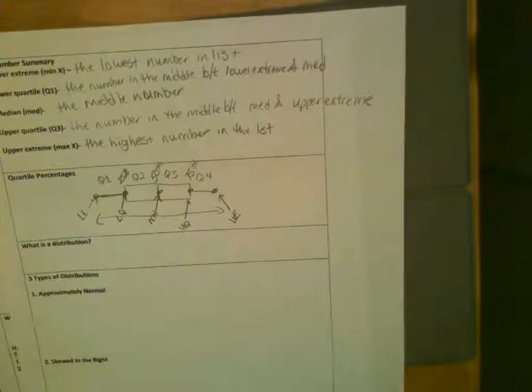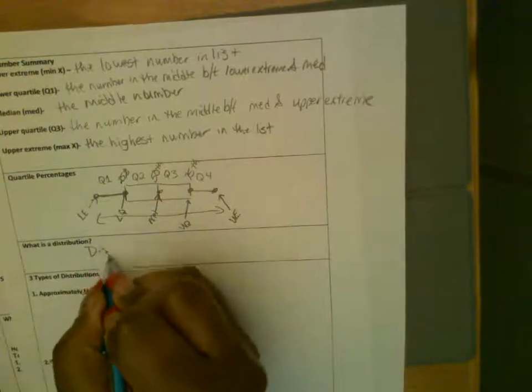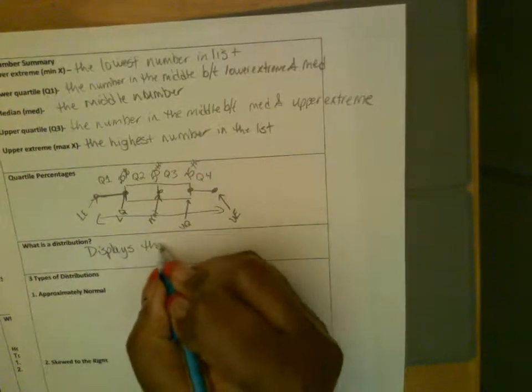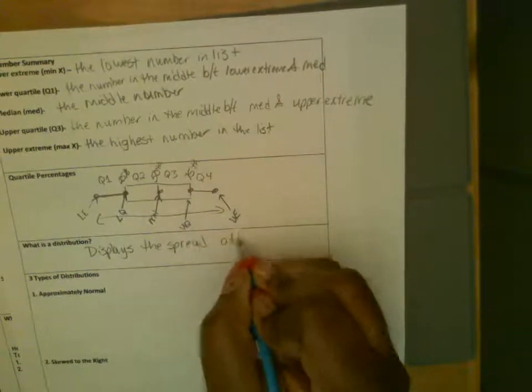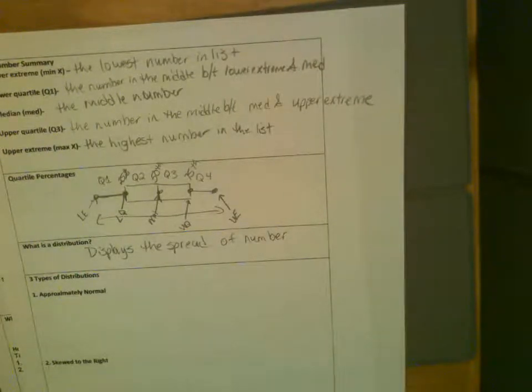Okay? All right. So now we're talking about distributions. We're going to talk about distribution. A distribution displays the spread of numbers, how those numbers are spread out. And in most cases, they can use a histogram or a line plot or a dot plot, because that shows the shape of a distribution. Okay, it shows the spread of numbers.